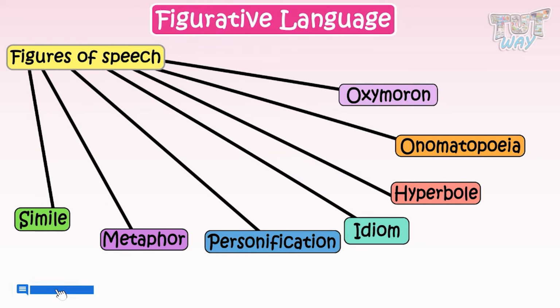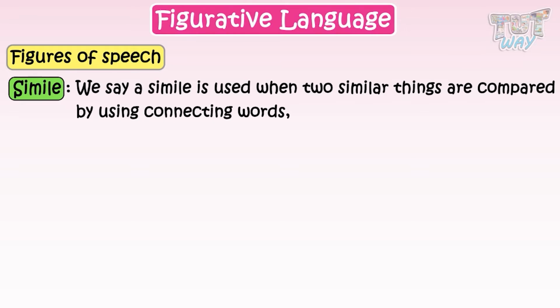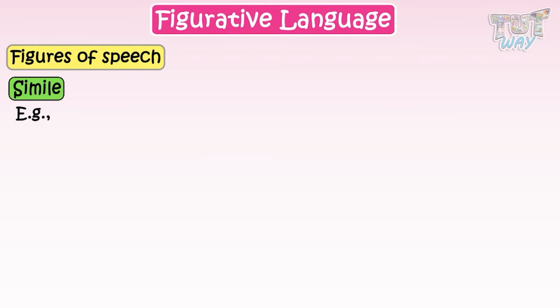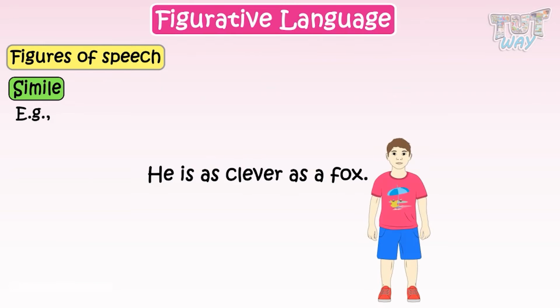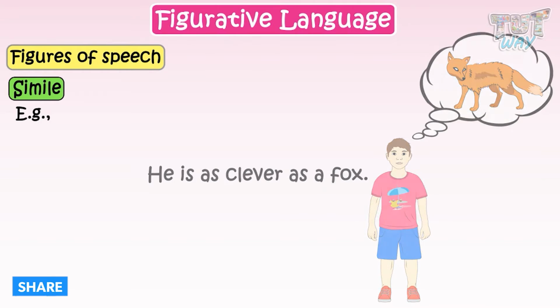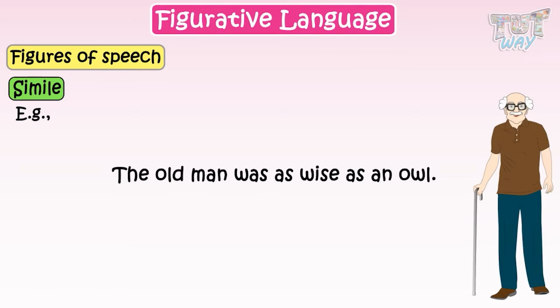Now, let's learn each figure of speech one by one. First one is simile. We say a simile is used when two similar things are compared by using connecting words such as like or as. Example: he is as clever as a fox. Here, a boy is compared to a fox. The old man was as wise as an owl. Here, an old man is being compared to an owl.